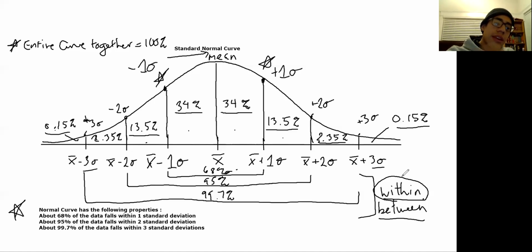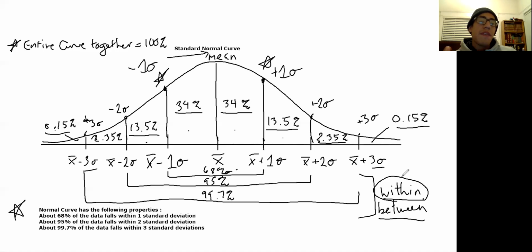Minus 3 standard deviations. I'd add up everything: 2.35 plus 13.5 plus 34 plus 34 plus 13.5 plus 2.35, and that gives me 99.7% of the data, and it falls within 3 standard deviations, right? Now, this isn't going to be your answer for every problem. This is just your answer if they use the word within.